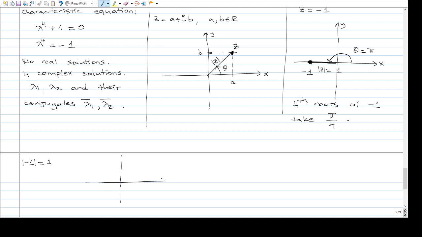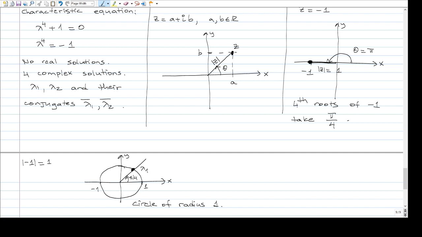So in the xy plane, we consider a circle. Imagine that this is a circle of radius 1. In this circle, consider the angle pi over 4. Look at the point where this line of angle pi over 4 intersects the circle of radius 1. This is going to be our first root, lambda 1.